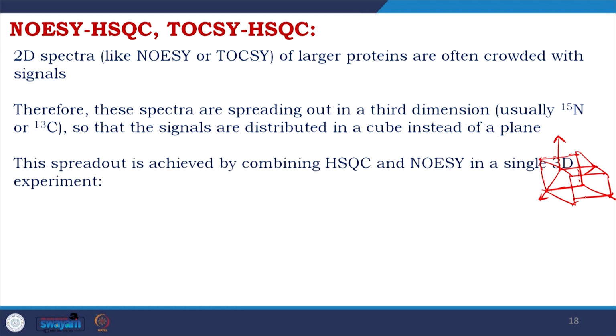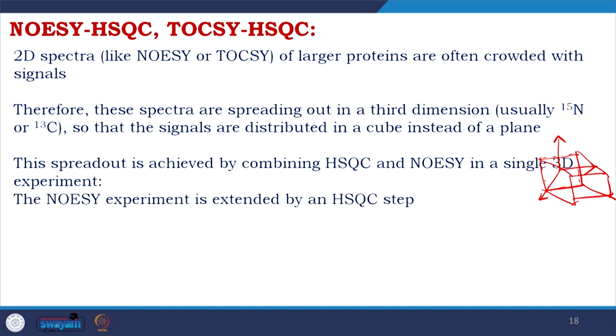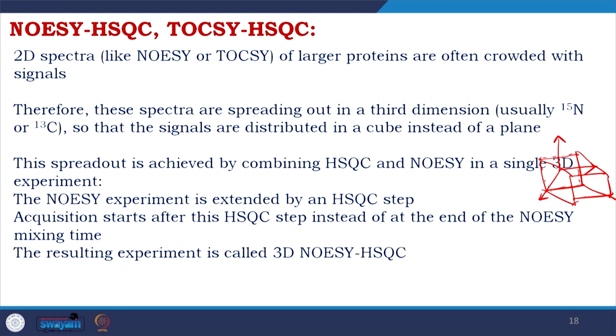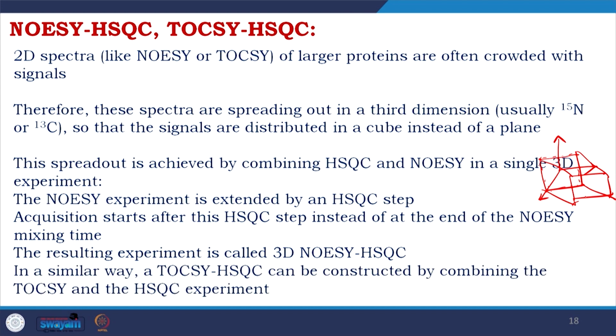This spreading out is achieved by combining HSQC and NOESY in a single 3D experiment. The NOESY experiment is extended by an HSQC step. Acquisition starts after this HSQC step instead of at the end of the NOESY mixing time. The resulting experiment is called 3D NOESY-HSQC, which is very critical for protein. In a similar way, a TOCSY-HSQC can be constructed by combining the TOCSY and the HSQC experiments.